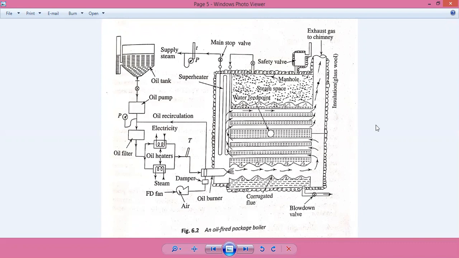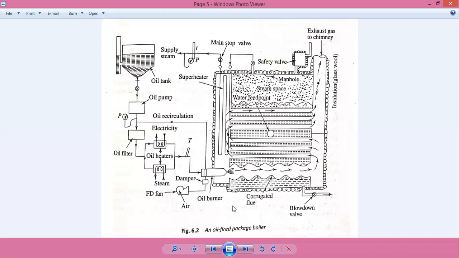Now, what is here? This oil-fired pressure tube boiler is actually an internally fired tube boiler. These are all fire tubes. It is fired inside the furnace, inside this whole unit, which houses the steam drum as well as the flue, and as well as the corrugated fire tubes.